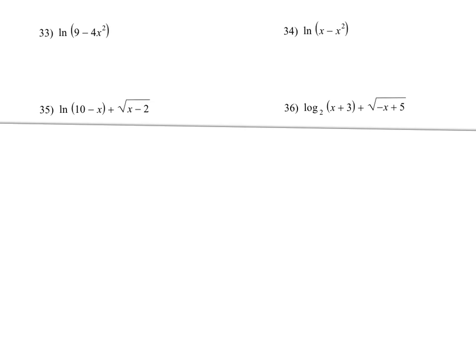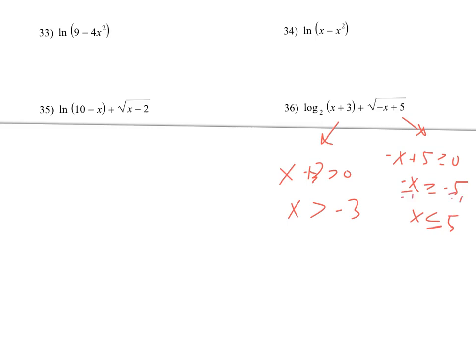All right, next up, number 36 here. We actually have a combination of our two domain rules. We know that the inside of a log must be greater than 0. So I know that for that, x must be greater than -3. And then I know that the inside of a radical needs to be greater than or equal to 0. So if I solve that, it says -x is greater than or equal to -5. So x is less than or equal to 5 if I divide by -1, flipping the sign. So if x must be less than or equal to 5 and greater than -3, I would say that interval would be -3 to 5. We get a parenthesis on the -3 and a bracket on the 5.